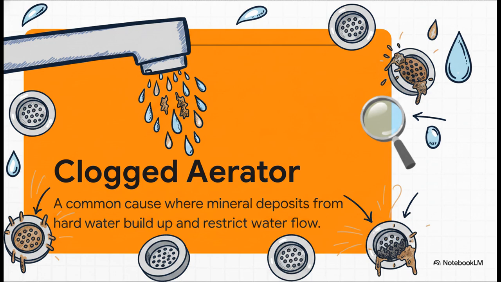What is that? It's that little screen right on the tip of your faucet. Over time, especially if you have hard water, mineral deposits and tiny bits of gunk build up right there and create a blockage. It literally chokes off the water flow.